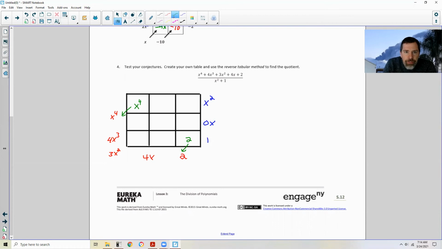So then I can start filling in my top. 1 times what is 2? Well, it's 2. So this is 2. So once I find that, I can find these two. x squared times 2 is 2x squared. Whoops. Let's stick with the colors in there.